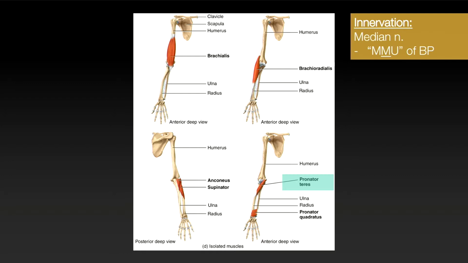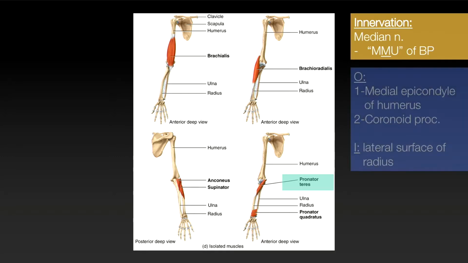And I want to bring to light now the idea that most muscles on the anterior side of the forearm are innervated by the median nerve. And pronator teres is no exception. It's mostly on the anterior surface of the forearm. All the flexors of the digits and the wrist that we're going to talk about on the anterior surface are also innervated by the median nerve. So this is one that we'll come back to a fair bit. Anterior surface of the forearm, median nerve, the second M in the MMU of the brachial plexus.